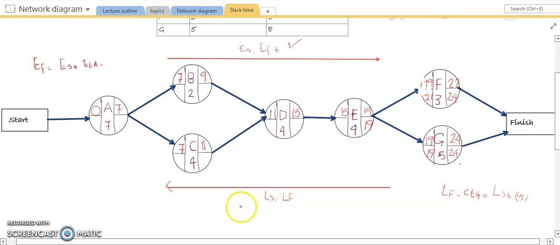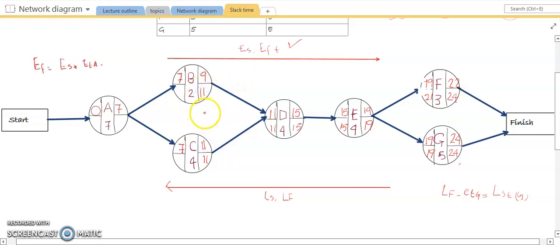So late and late: how late or how delayed we can start our activity. So 19 minus 4, now it will be 15, and now allocate 15 directly to activity D. 15 minus 4, 11. Now again we have the same situation where we have two nodes, but right now we have the same value, and we have just one node over here, so we can easily allocate 11 to both of the nodes.